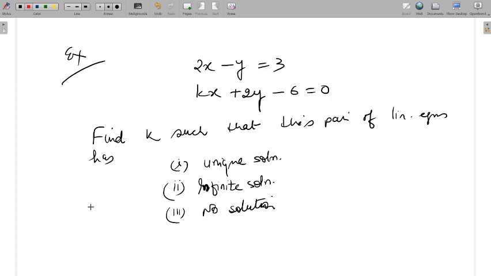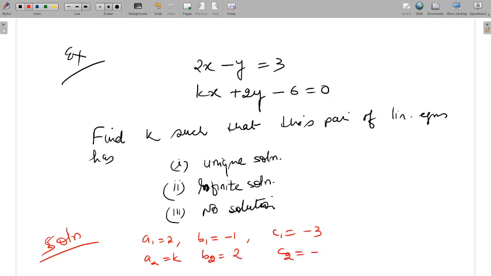So how do we proceed? Let us see. So first look how I do it. I have to find out the values of a1, b1 and c1 from this equation. So a1 is 2, b1 is -1 and c1 is, so 3 has to be brought to the left hand side, it becomes -3. From the next equation we have a2 is equal to k, b2 is 2 and c2 is -6.